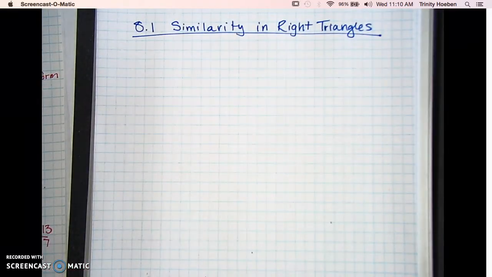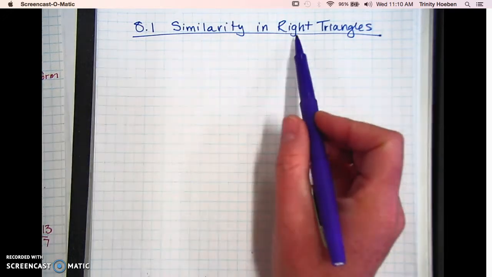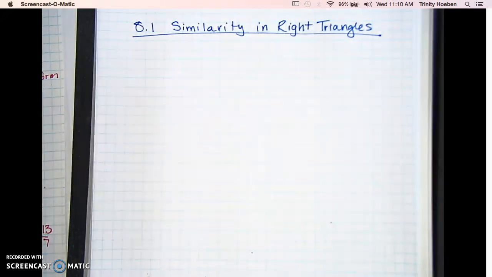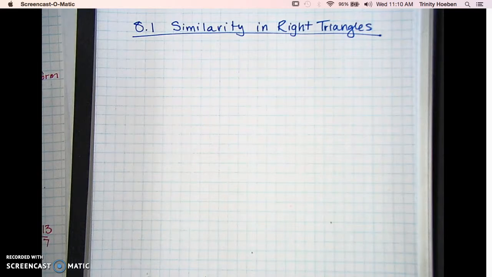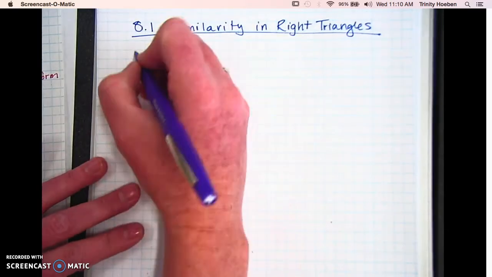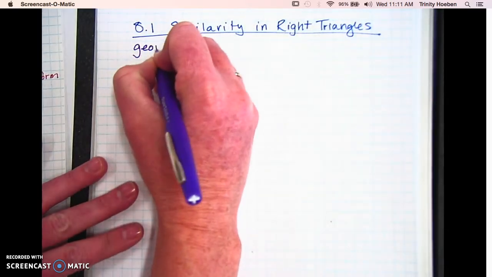Section 8.1 is called Similarity in Right Triangles. So we talked all Chapter 7 about similarity. This chapter gets even more specific about right triangles. And if you remember from last semester, right triangles have some special properties, and right triangles have special ratios of their sides. So the first thing we're going to talk about is the geometric mean.